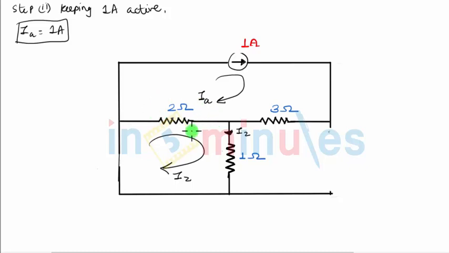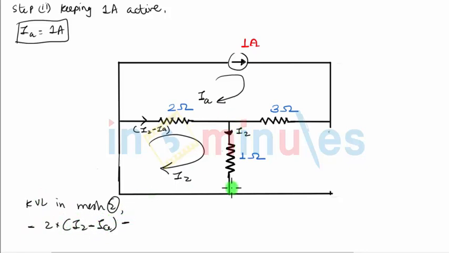So current through 2 ohm resistance will be I2 in right hand side direction, IA in left hand side direction. So if I want to define a current that is flowing towards right, it will be nothing but I2 minus IA. And because we are writing KVL traveling in the direction of current, the drop will be negative. So KVL in mesh 2 will be minus 2 into (I2 minus IA), minus, now if I come down, I will write the drop across 1 ohm resistance. If I travel in the direction of current, the drop will be minus 1 into I2, equal to 0.